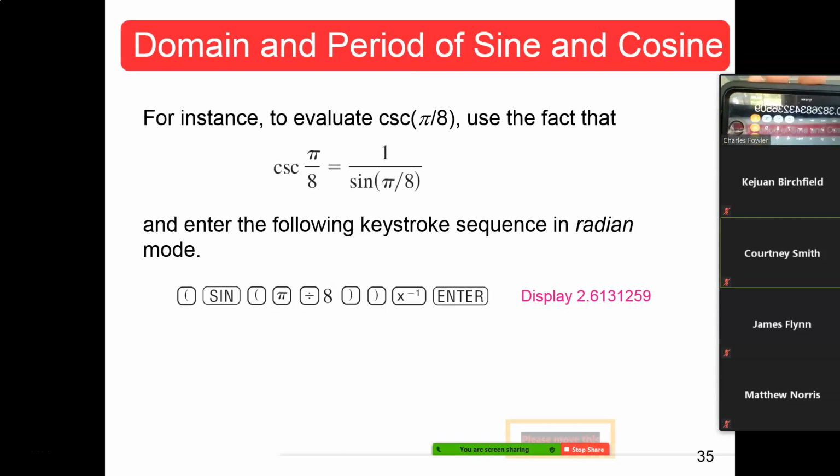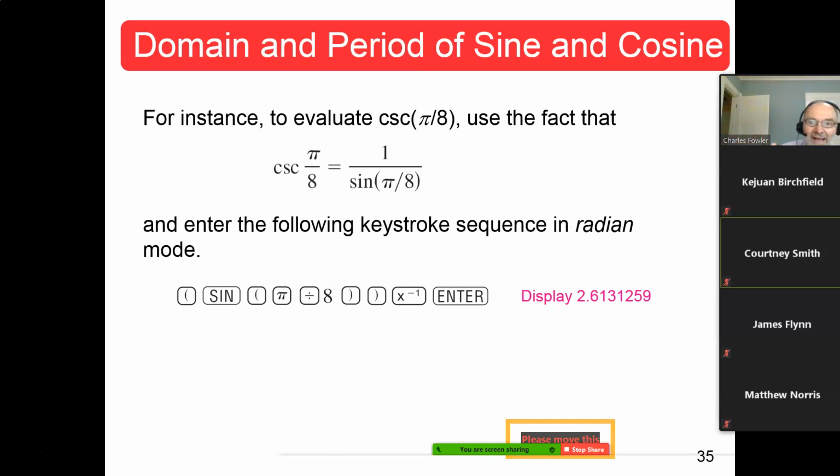To get the cosecant, I have to do the reciprocal key, and on my calculator, my phone, it's 1 over x, this key right there. So I'll press that one, and that gives me 2.61. That makes sense for cosecant because it's greater than 1.